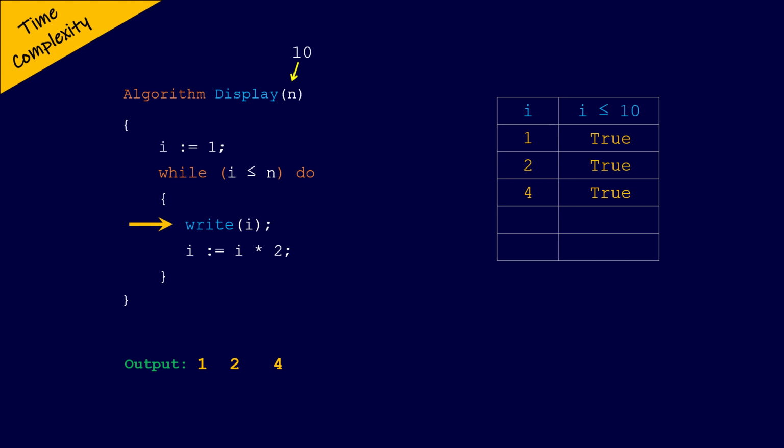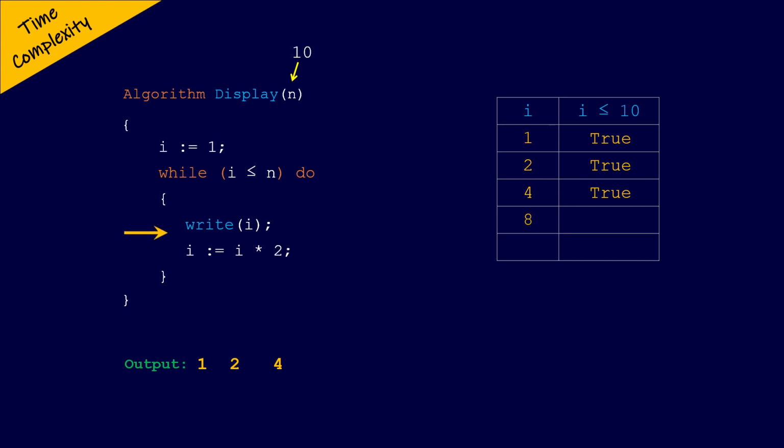Then we have the statement I, which is assigned the value I multiplied by 2. The value of I is 4, and now after variable I is multiplied by 2, the value of I will be 4 multiplied by 2, which is 8. So we will write the current value of I, that is 8, in the table.